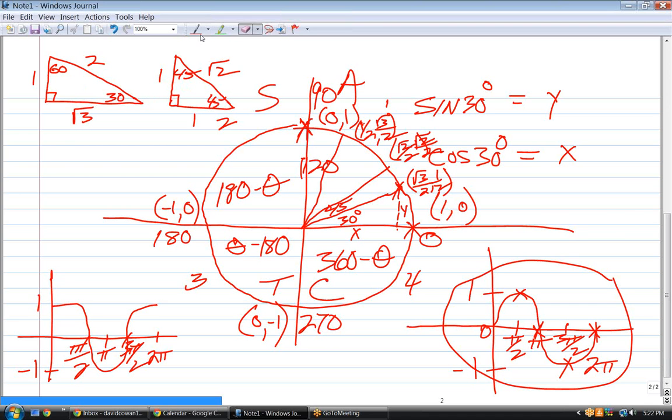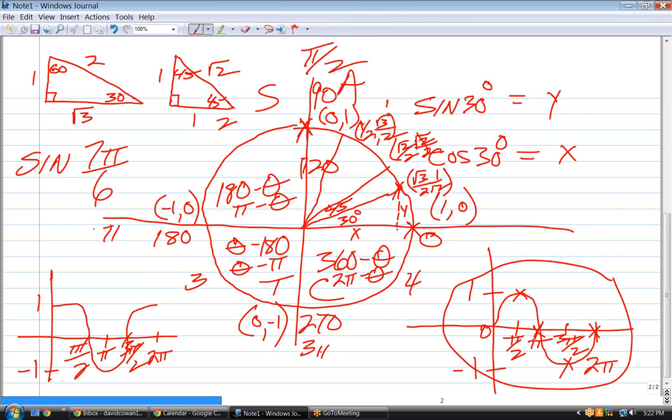Now, when you get into the second quadrant, you need these. And in radians, the equivalent is pi minus theta, or theta minus pi, or 2 pi minus theta. So if you're dealing in radians, like what is the sine of 7 pi over 6? Well, which quadrant is that in? This is pi here. This is pi over 2 here. This is 3 pi over 2 down here.